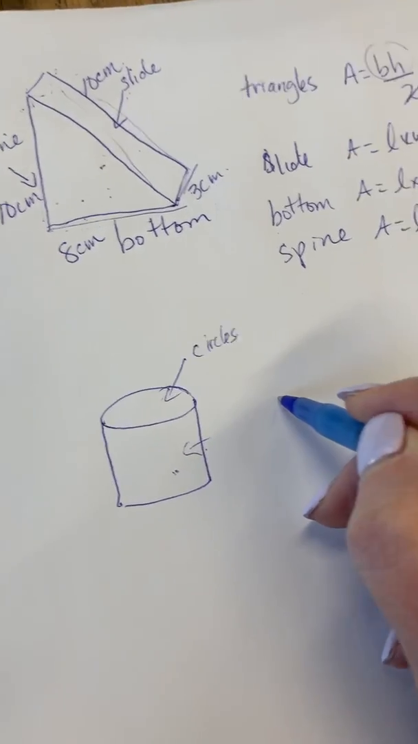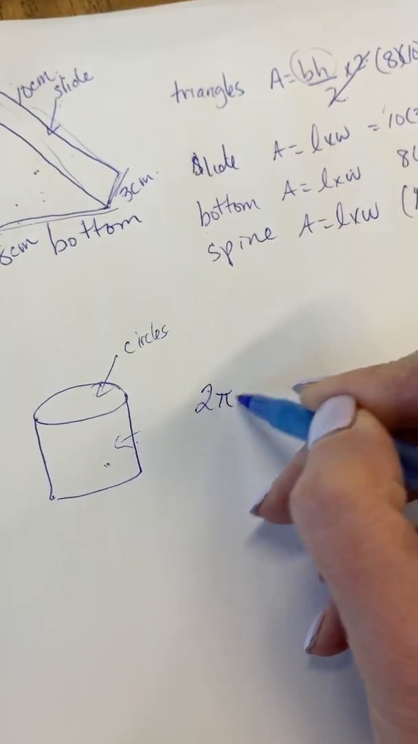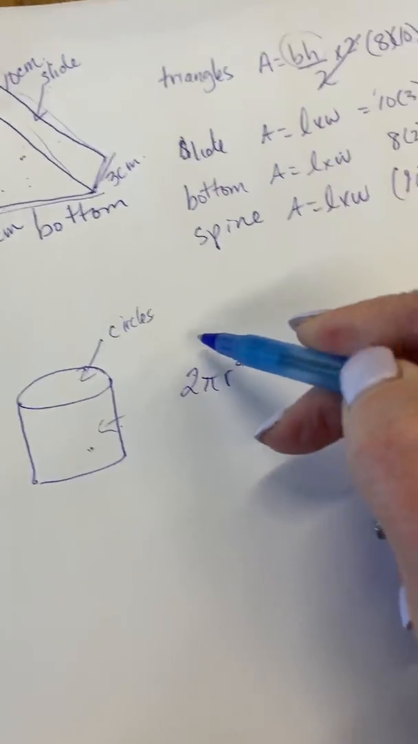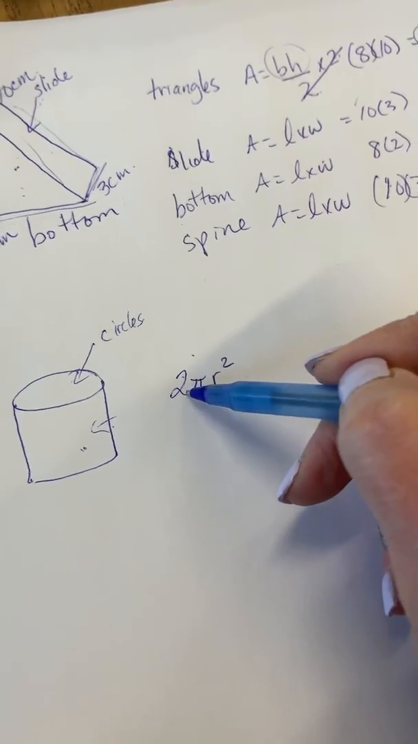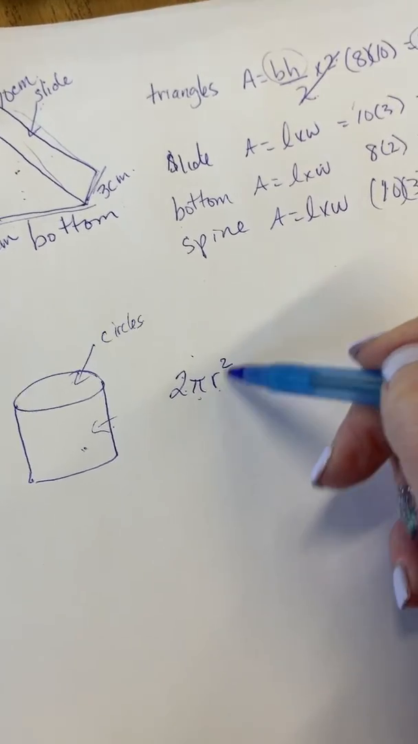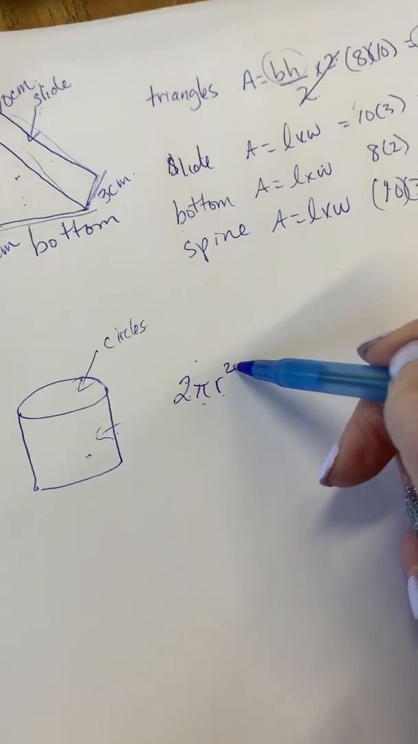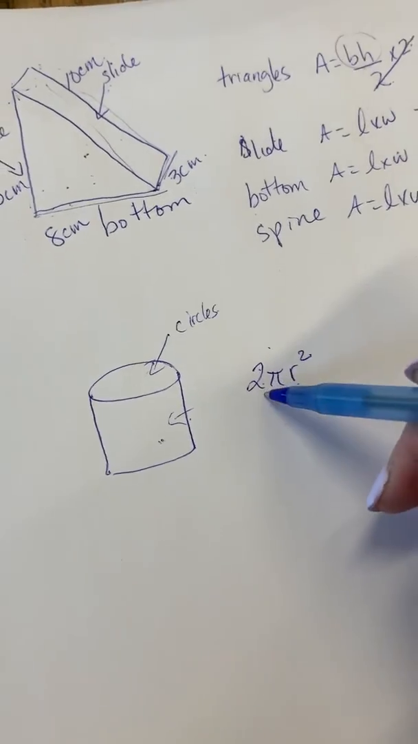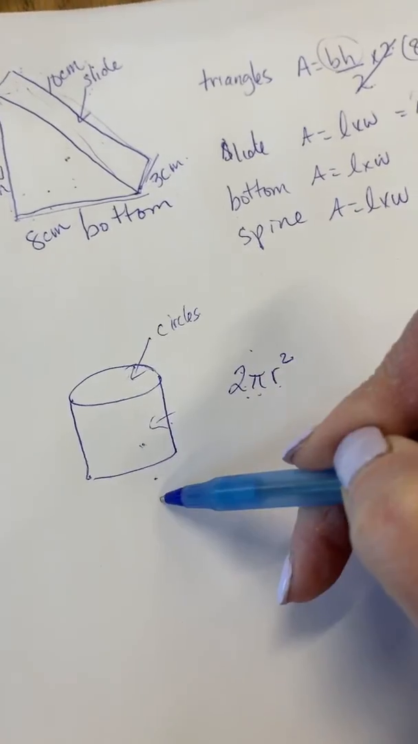But specifically, we use this formula when we're talking about cylinders, and you might see it written a different way. Sometimes teachers will write this without the 2 in front. It'll just say pi r squared, which is how you find the area of a circle. But I always write a 2 out in front because there are 2 circles on a cylinder.